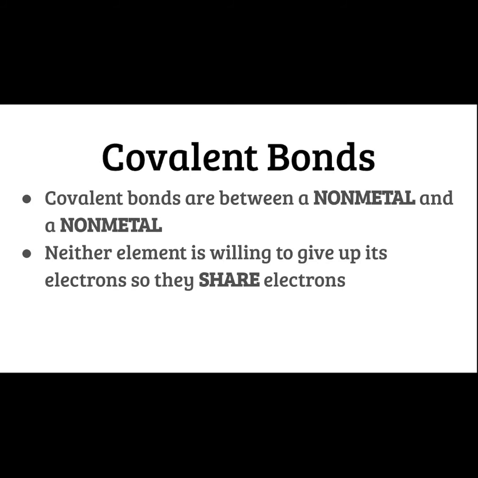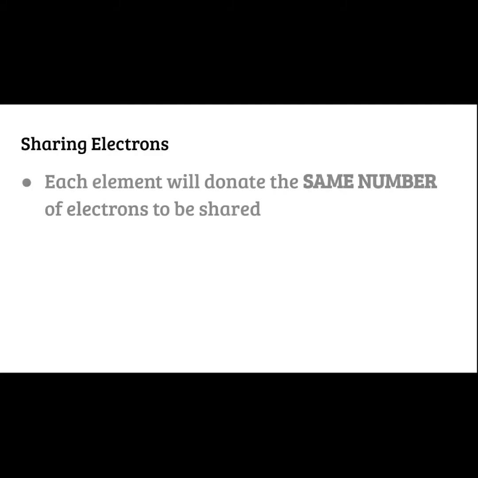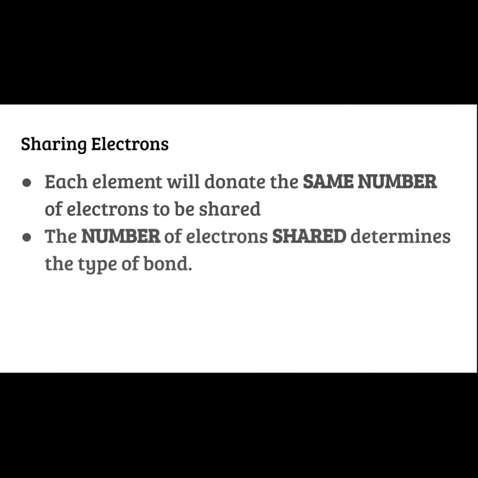Next, we have covalent bonds. These are going to be between a nonmetal and a nonmetal. Neither element's going to give up its electrons because they're all pretty close to having a full outer shell. So they just share electrons. Each element's going to donate the same number of electrons to be shared. The number of electrons that are shared determines the type of bond it is. So it is a covalent bond, but within that you can have a few different things happen.